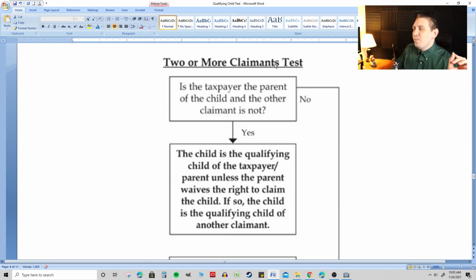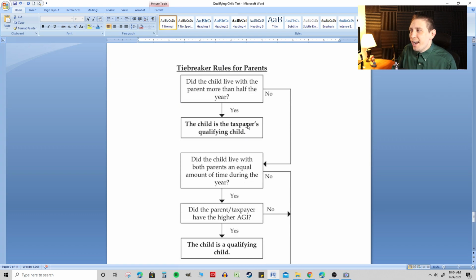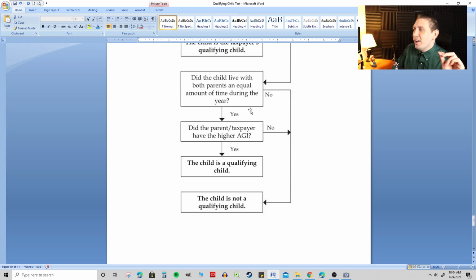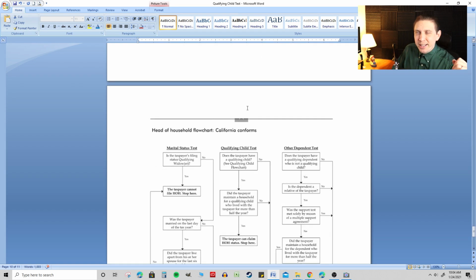And then there's 2 or more claimants tests. That's if there's 2 parents and they're separated and they're battling over who can claim the child, the son or daughter. Well, then there's that in here. There's also a tiebreaker rules test for non-parents and also a tiebreaker rules test for parents. So these flowcharts are in there. I've added them for you guys. I've always wanted to do this, but never had the opportunity until now.